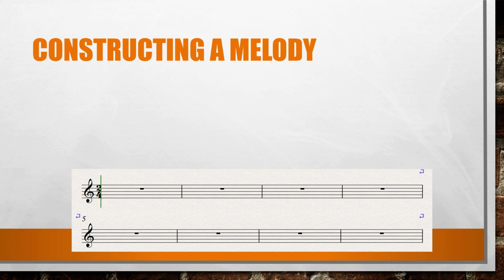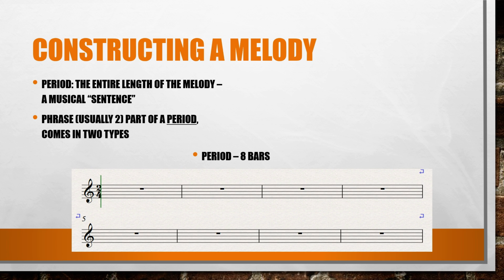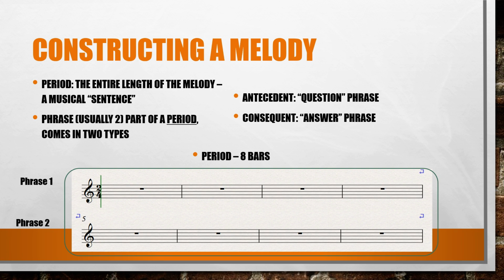So when we have to construct a melody, we need to set a period. Now the period is the total length for the melody and is considered sort of a musical sentence. The period is made up of 2 phrases, sometimes more, but usually only 2. And those phrases come in 2 types. You've got the antecedent, or the question phrase. It's sort of the first half, and the consequent or the answer phrase.